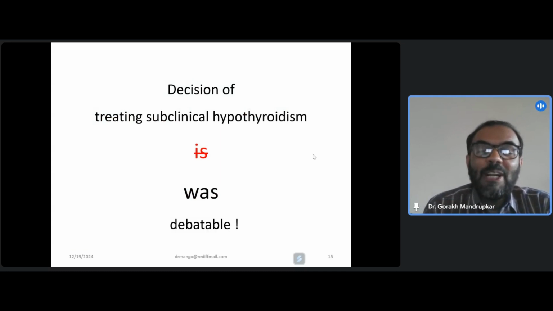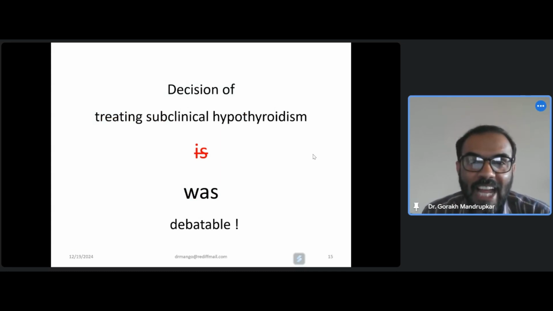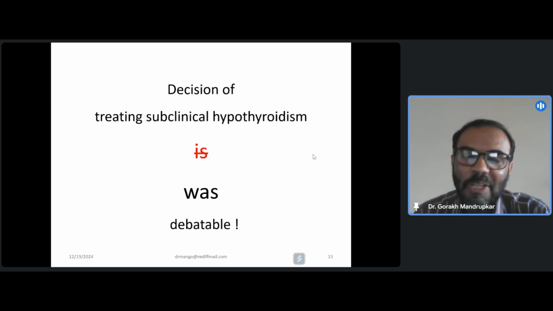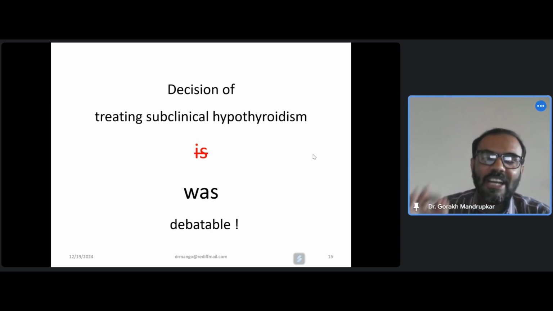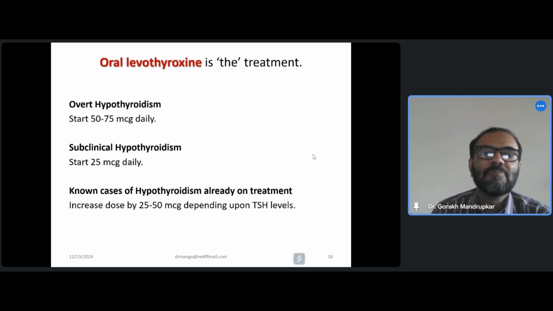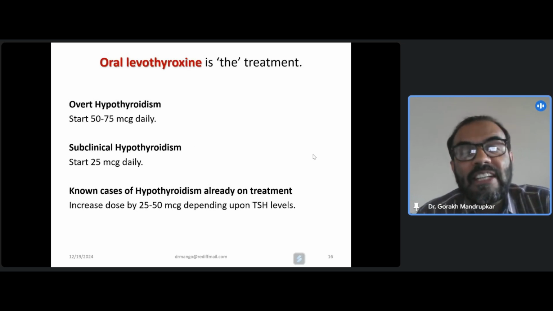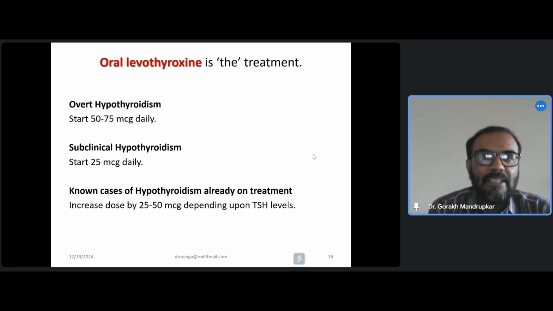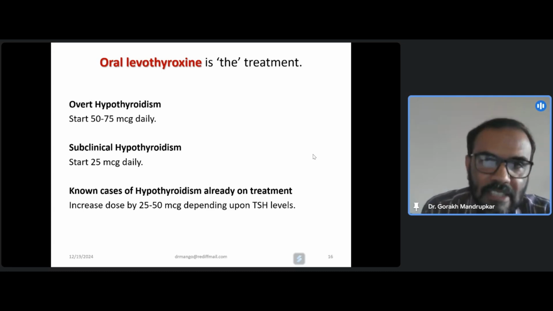The decision of treating subclinical hypothyroidism, I have purposefully cut, as it was debatable. So now nobody should say, no, in our time it was like this and we used nothing like that. We have to treat even subclinical hypothyroidism. That is the message from this slide. Now, what is the treatment? Oral levothyroxine is the treatment. Khatam. That is a one-line statement. Oral levothyroxine is the treatment.